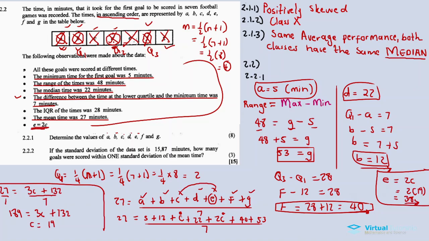2.2.2, if the standard deviation of the data set is 15.87 minutes, how many goals were scored within 1 standard deviation of the mean time? So let me erase from the start so that we can answer this last question. So now 2.2.2, the last question. This question wants us to know how many goals were scored within 1 standard deviation of the mean time.